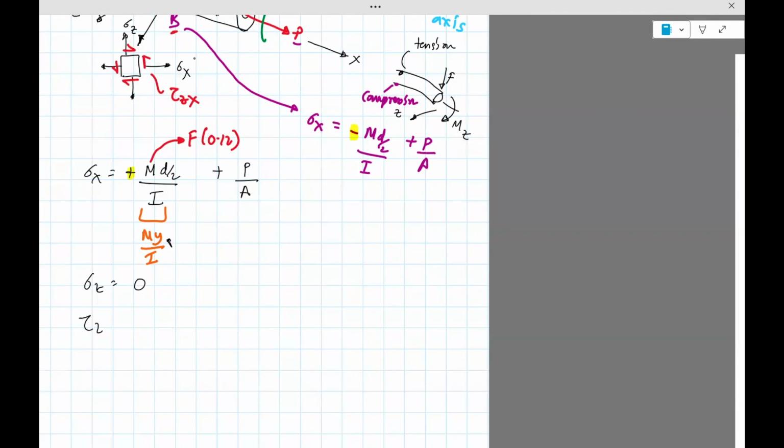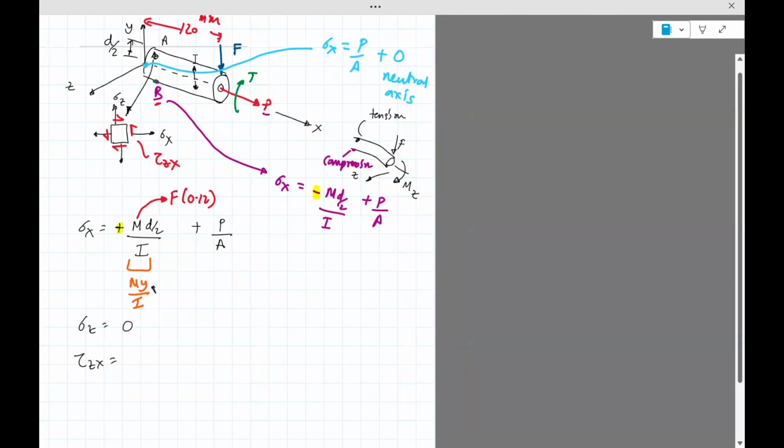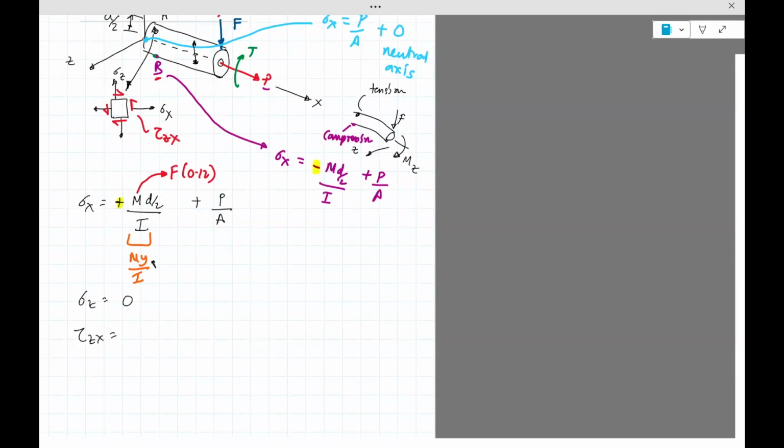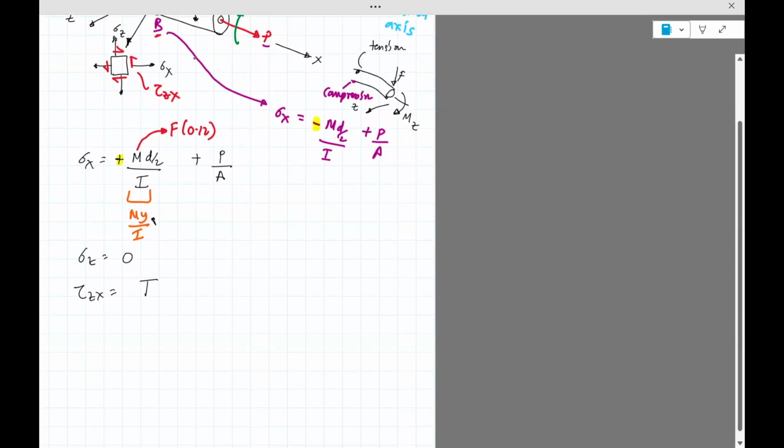Okay, and finally, tau zx. Again, we do the same thing. Capital F won't produce a shear stress. P will not produce a shear stress either. The only shear stress which occurs is due to the torque T. We know how to compute that. That's basically T times, I think, rho divided by J.